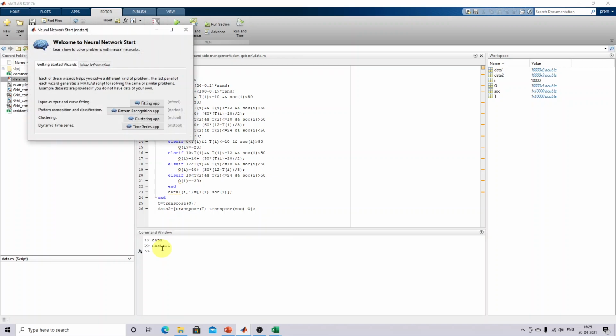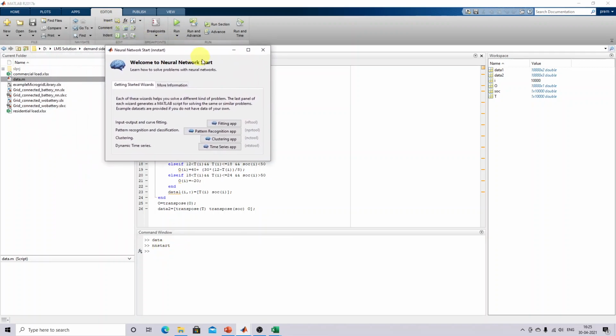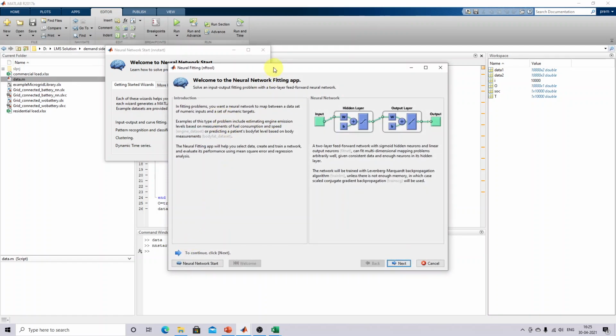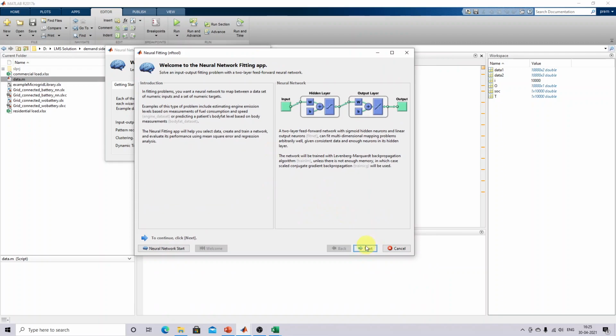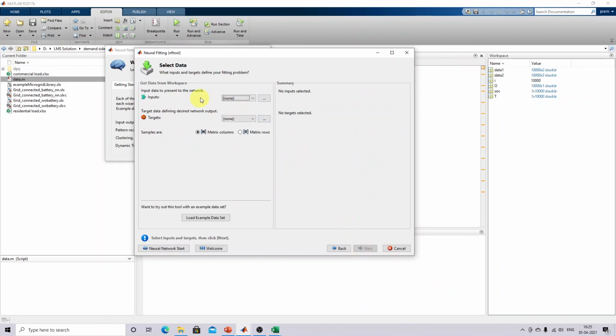Okay, after that this window will be open. So just go to click fitting application, right? So after clicking that one, just go to click next and then select the input data. So here I'm going to select input data is data 1 and then output data is O, and then click matrix flow, okay, to match the data, right?